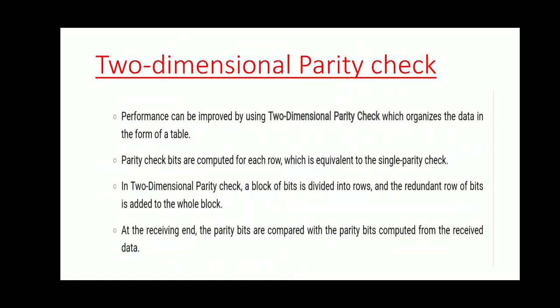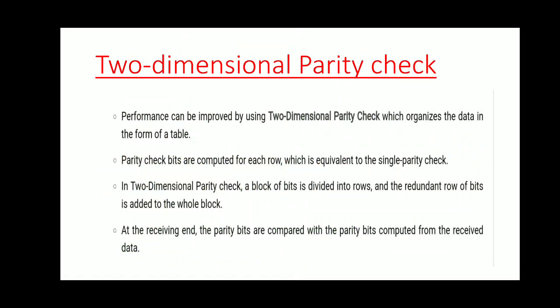Moving to two-dimensional parity check, performance can be improved by using two-dimensional parity checks, which organize the data in the form of a table. Secondly, parity check bits are computed for each row, which is equivalent to the single parity check.